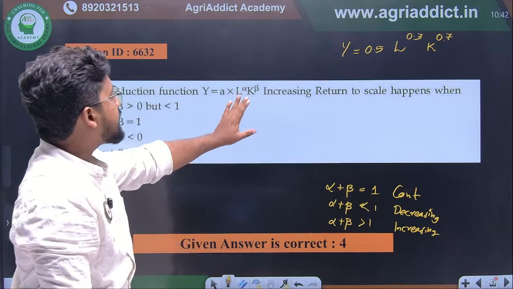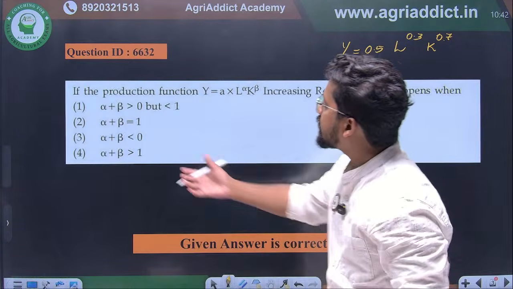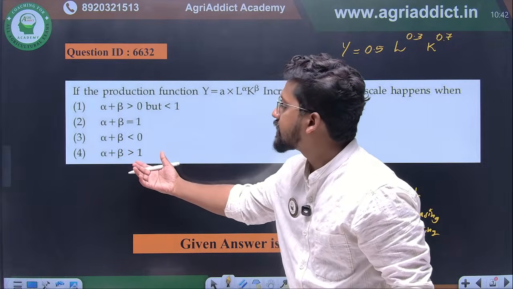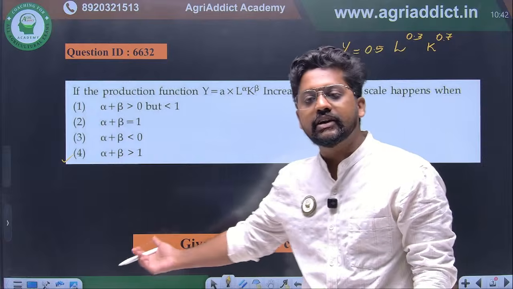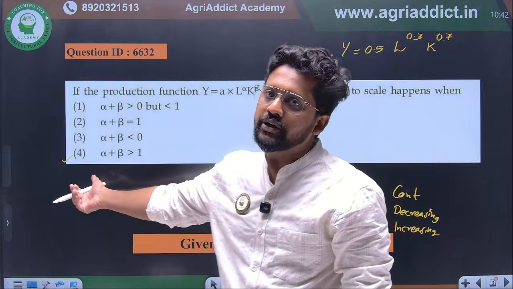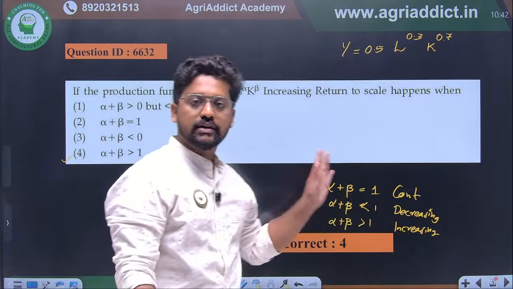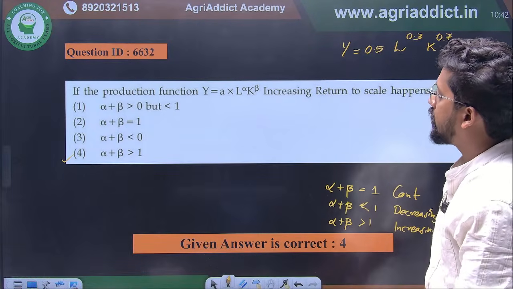So the question asks: increasing returns to scale happens when? The direct answer is alpha plus beta greater than 1. Option 4 will be your correct answer. The given answer key also shows the fourth option. So 4 is the correct answer here, and I think the problem regarding this question is finally finished.